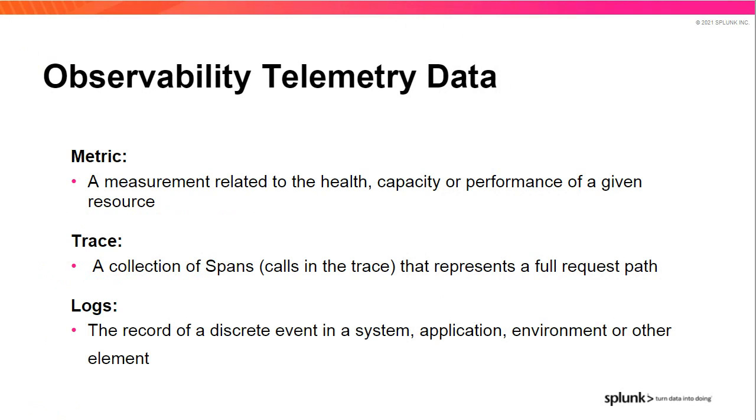So this may be a little refresher for some of you, but what are metrics, traces, and logs, or the observability telemetry trifecta, as I like to refer to it? And really, why are all three types necessary to do observability right? Well, first, we have metrics. A metric is a measurement related to the health, capacity, or performance of a given resource. Those resources can be found in all our favorite things, right, like systems, networks, or applications and services. And metrics really help us monitor and usually tell us if we have a problem.